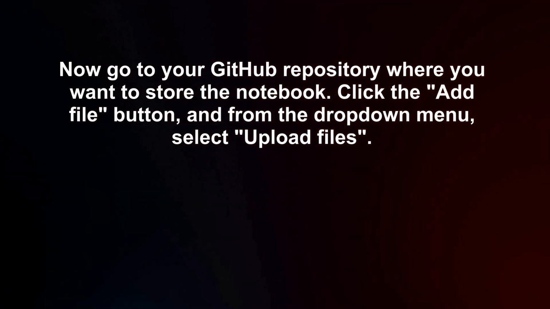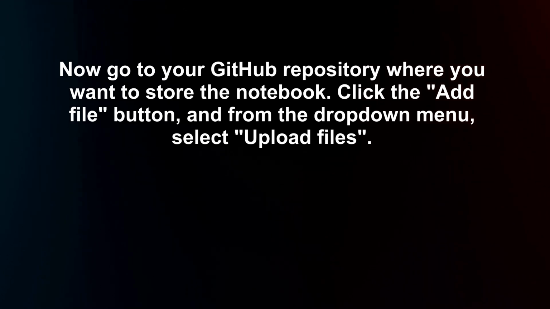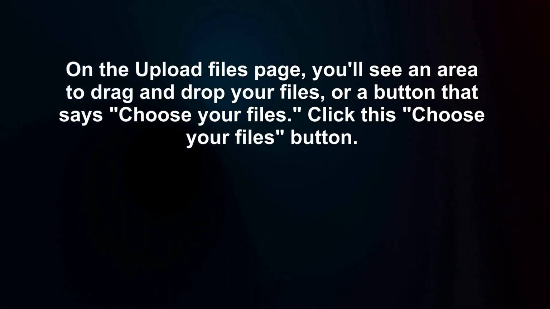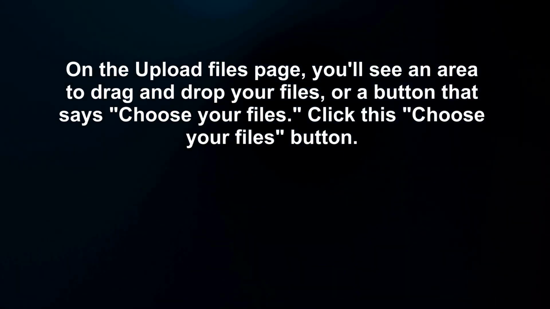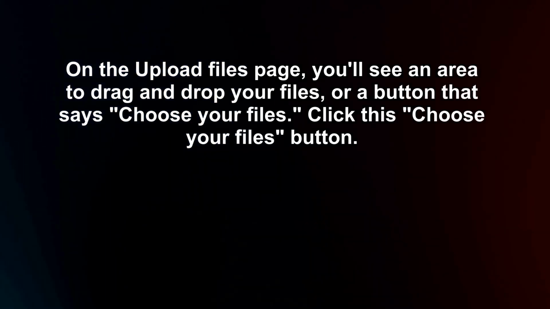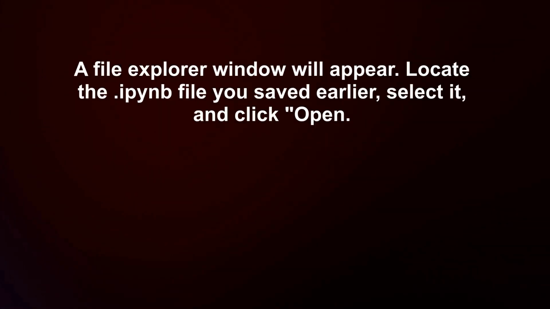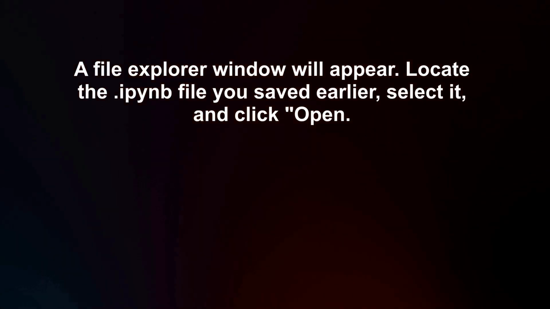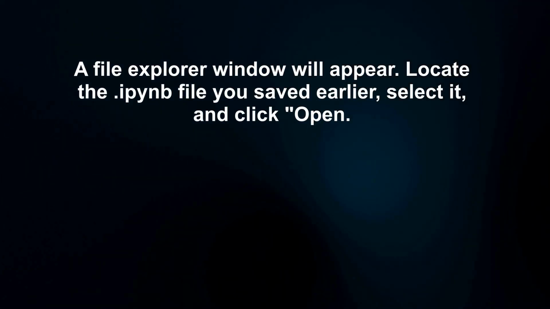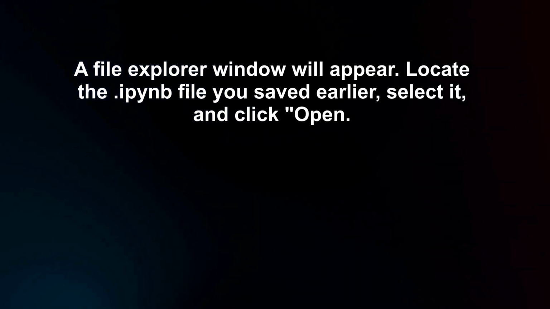Click the Add File button, and from the drop-down menu, select Upload Files. On the Upload Files page, you'll see an area to drag and drop your files, or a button that says Choose Your Files. Click this Choose Your Files button. A File Explorer window will appear. Locate the .ipynb file you saved earlier, select it, and click Open.